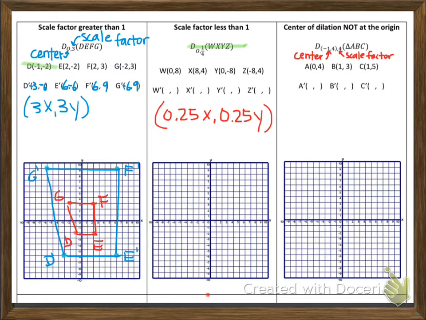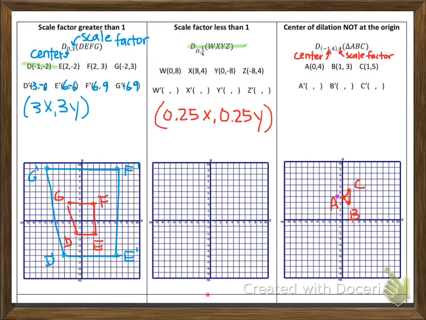So we're going to start off by graphing our shape, ABC. I know it's kind of small, but just graph 0, 4 for A, 1, 3 for B, and 1, 5 for C. Okay, so the next thing we're going to do is graph our center. So my center is that purple point on there. I know that it's all kind of a little close together, but bear with me.